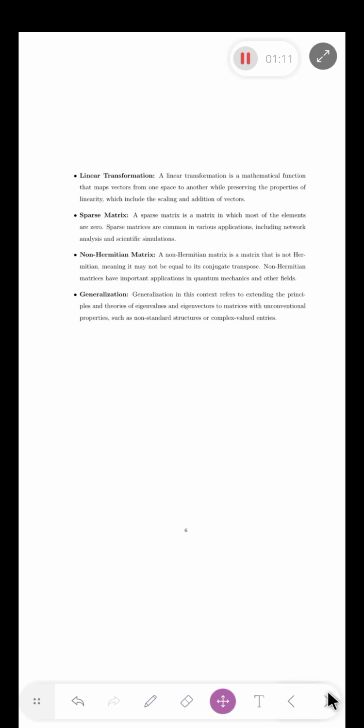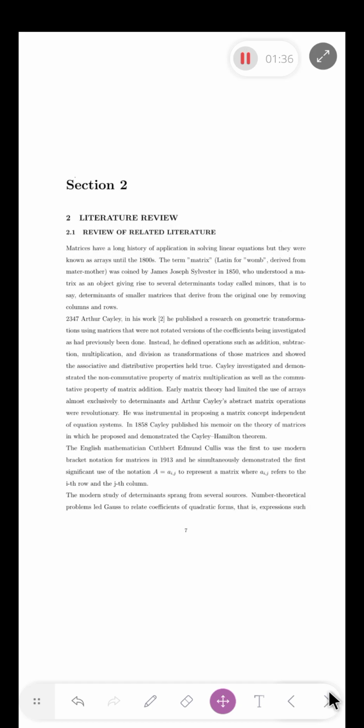We also have the linear transformation, the sparse matrix, the non-Hermitian matrix, and the generalization of the main principles and theories of eigenvalues and eigenvectors. So now that I've been able to give an overview of section one, let's move straight to section two. Section two is based on the literature review.